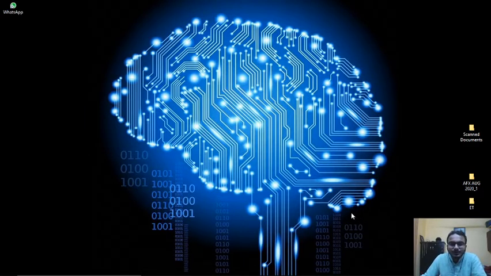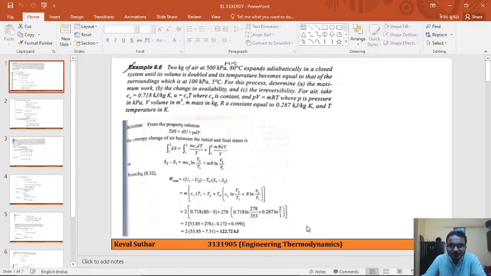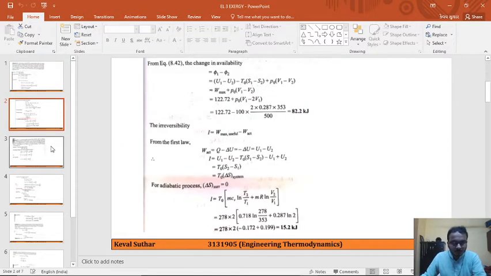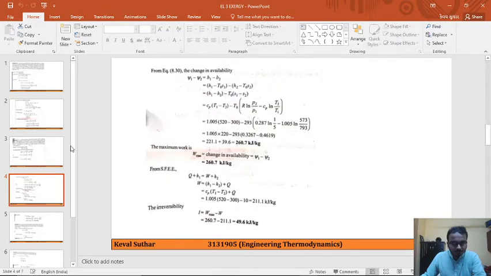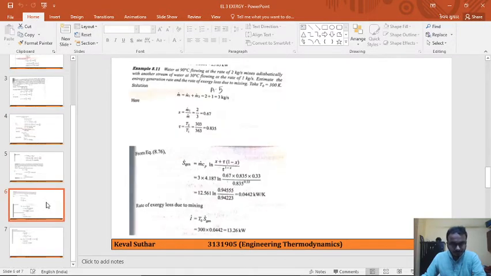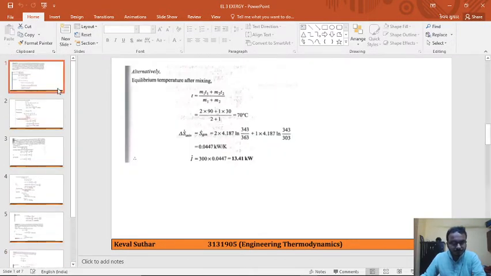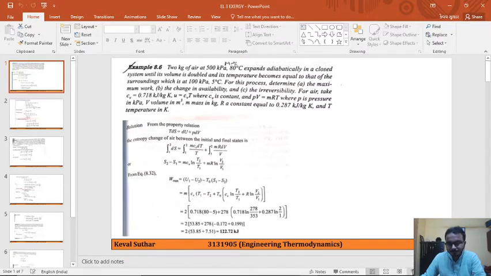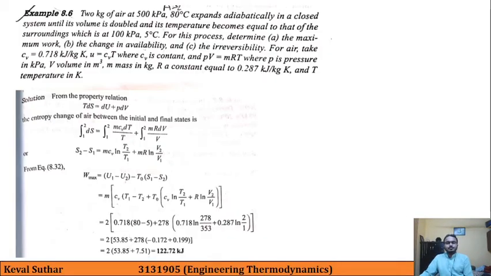We are continuing our extra lecture series on numericals of this subject, and today we are going to discuss various numericals of exergy. So let's begin. So this is our first numerical of today.